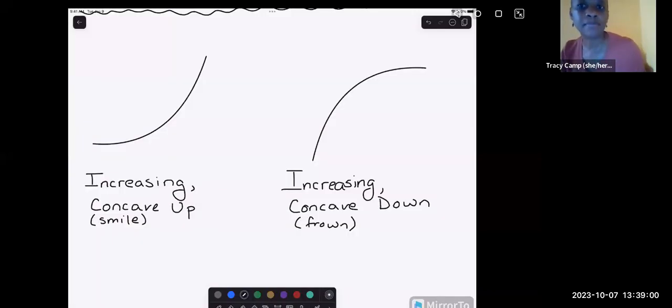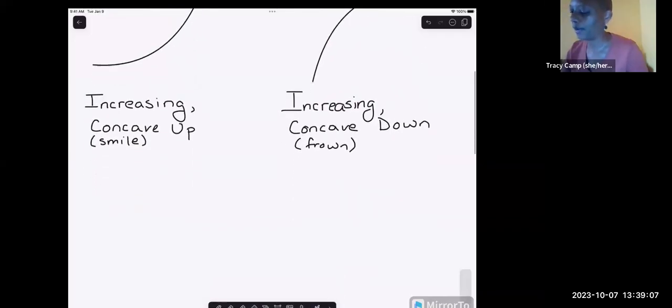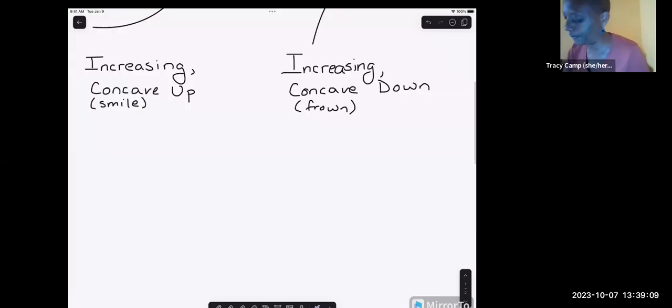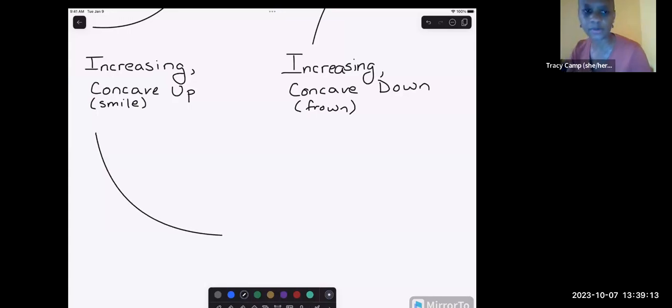And then same thing with decreasing. You can be decreasing and concave up, decreasing and concave down. So you can look like this. This is decreasing. The curve is decreasing. Remember, we read these from left to right.